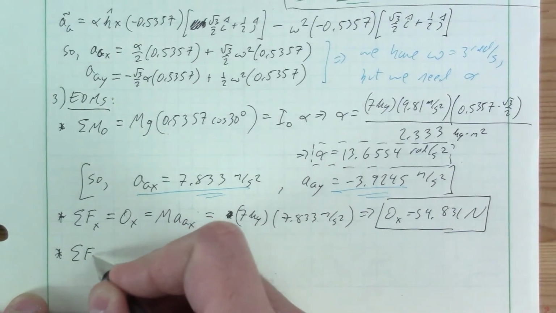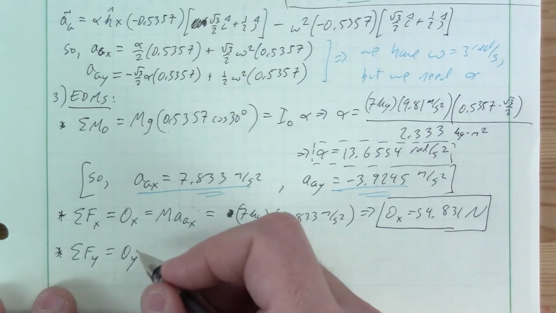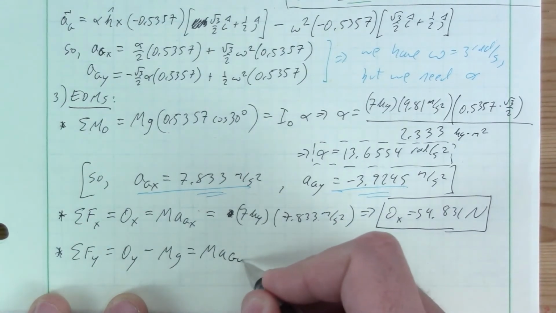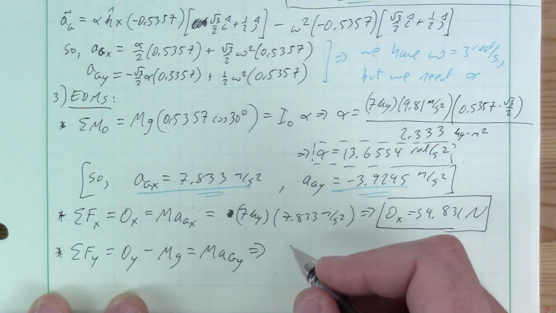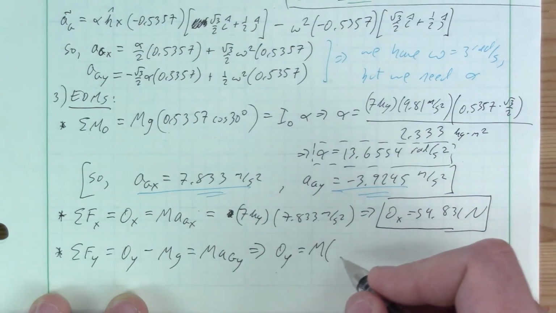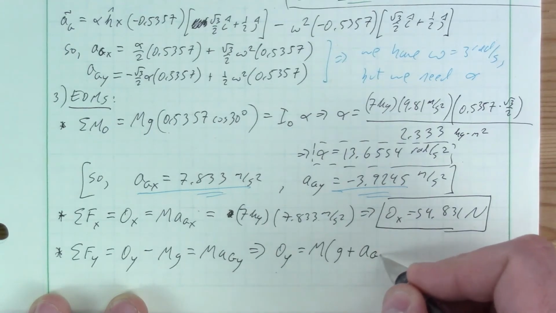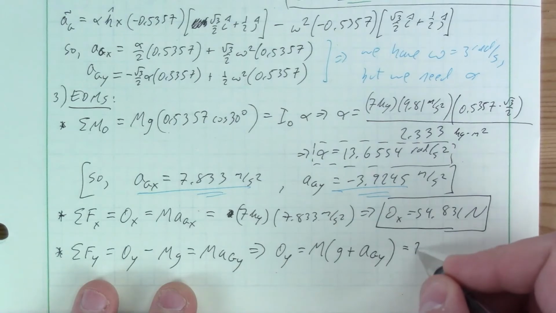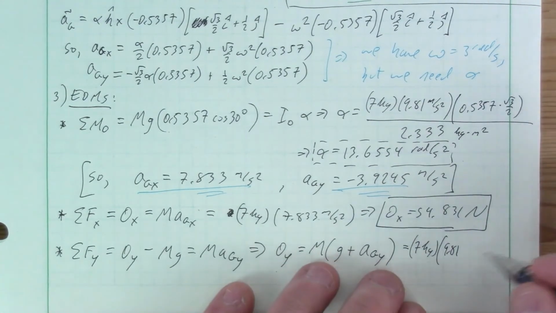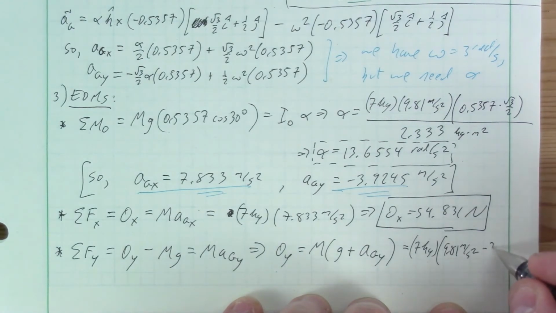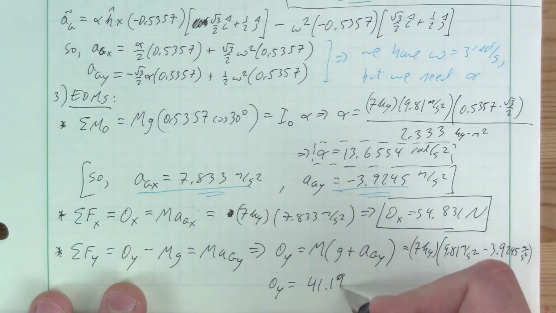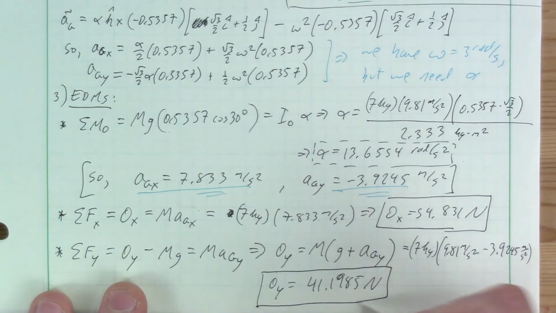And the last equation of motion, summing forces in the y direction. We have our y reaction force in the upward j hat direction, minus mg, that's acting downward, and that must equal our mass times acceleration in the y direction for our center of mass. And so therefore our y reaction force is the total mass times g plus the acceleration downward, which is 7 kilograms, 9.81 meter per second squared, minus 3.9245 meter per second squared. And plug all that in. So the reaction is 41.1985 newtons. Okay, we've reached the end of this one.